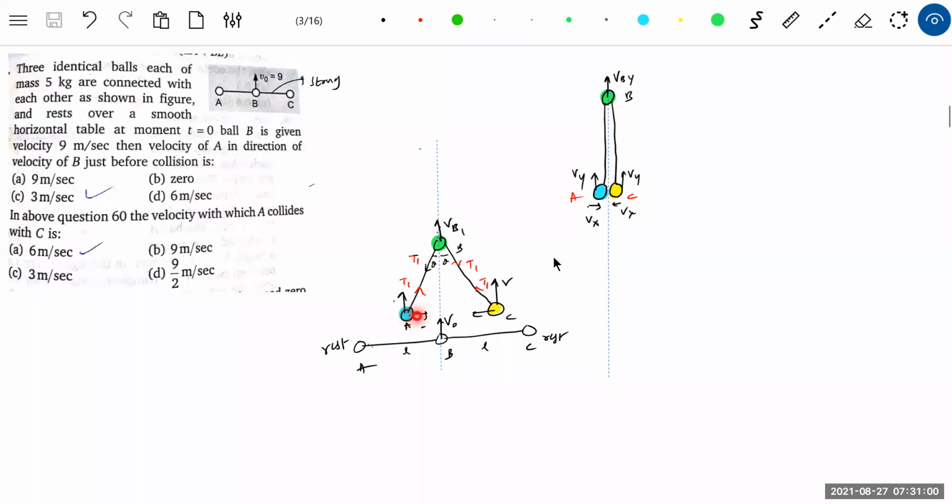What makes balls A and C acquire horizontal velocity? The component of tension, and the tension will make them accelerate along the y-axis also. So finally we'll get a situation like this. Now can we say VBY equals Vy? Yes, in fact. Just when they are about to collide, this is the condition. Some tension will act here; let's not bother.